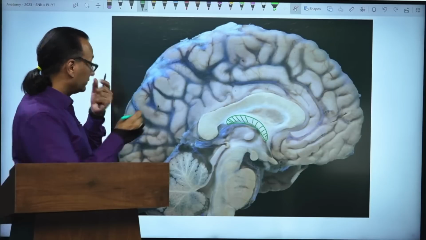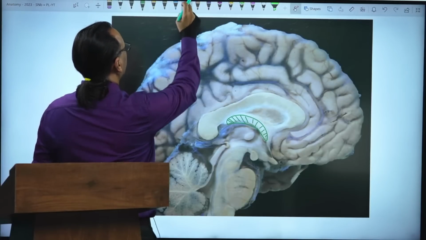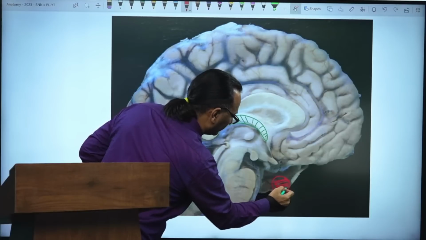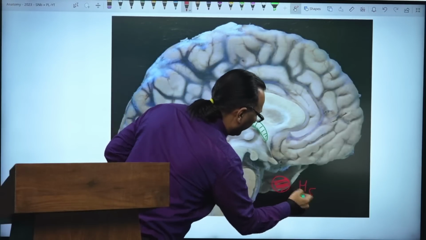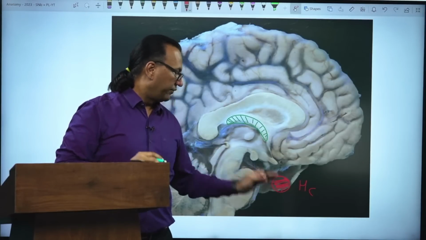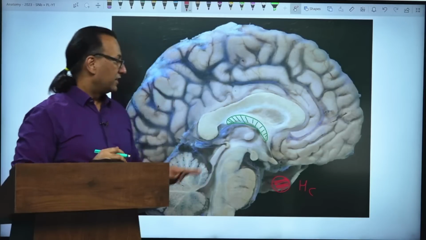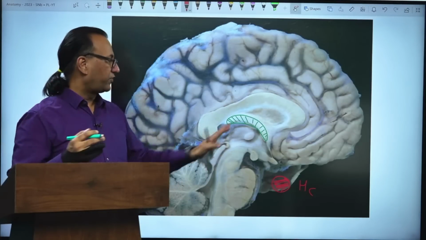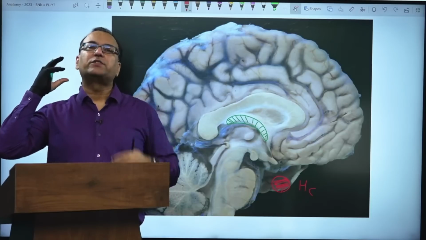Where is hippocampus? Hippocampus is present in the inferior temporal lobe. So hippocampus is in the inferior temporal lobe. This is fornix. What is the association? Association is, fornix is connecting one hippocampus with the other hippocampus.